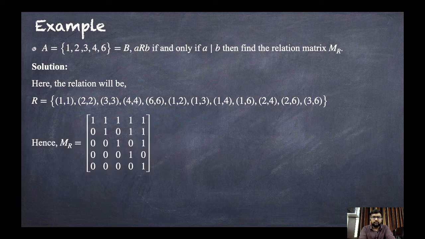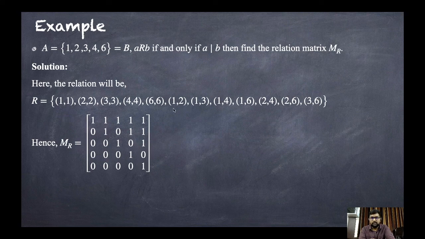Now how to construct the relation matrix? Here total 5 elements are there and both the sets are same, so 5 rows and 5 columns will be there like this. This row represents 1, 2, 3, 4, 6 and this column represents 1, 2, 3, 4, 6. Now (1,1), (2,2), (3,3), (4,4), (6,6), so all the diagonal entries will be 1.